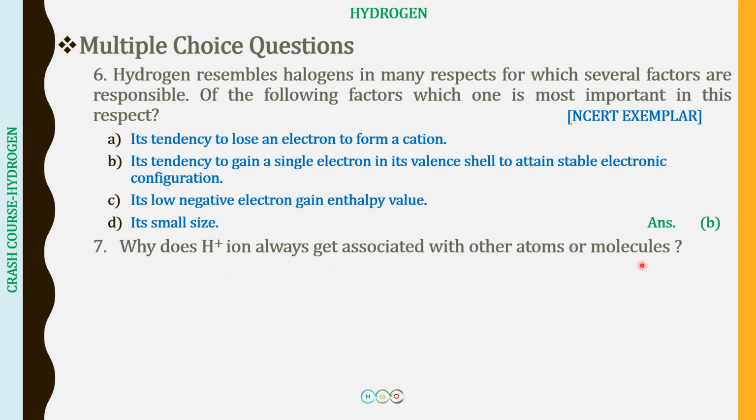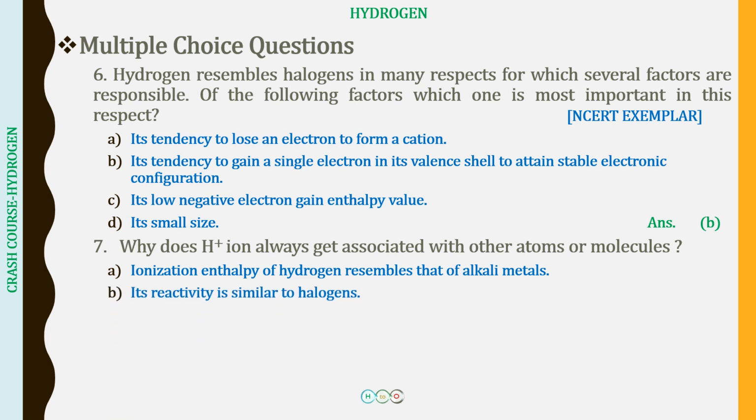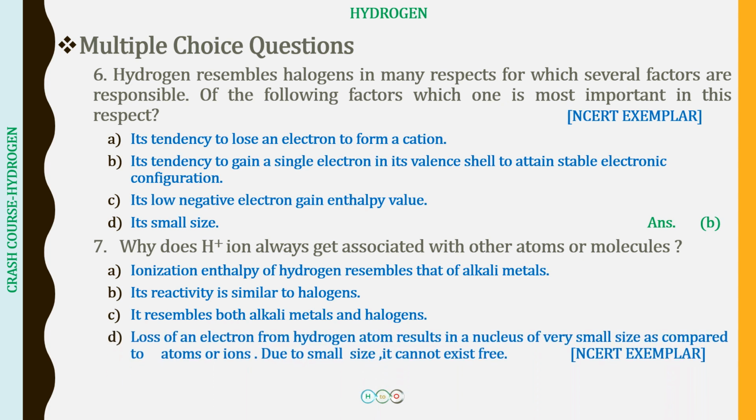The next we have is: why does H positive ion always get associated with other atoms or molecules? The choices are: ionization enthalpy of hydrogen resembles that of alkali metals. Its reactivity is similar to halogens. It resembles both alkali metals and halogens.